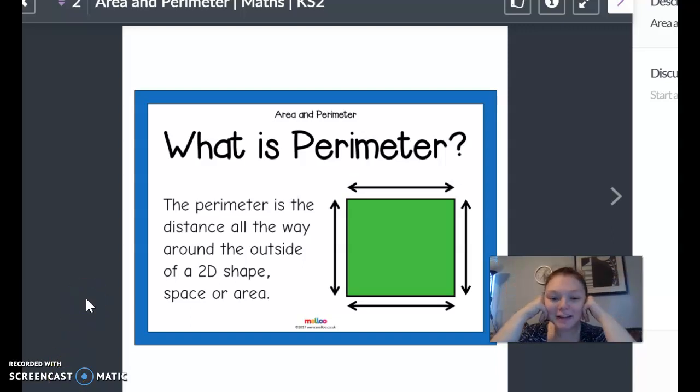Happy Friday, my loves! So instead of our usual writing, we are going to be doing something a little different today. So today we are going to be going over perimeter a little bit.